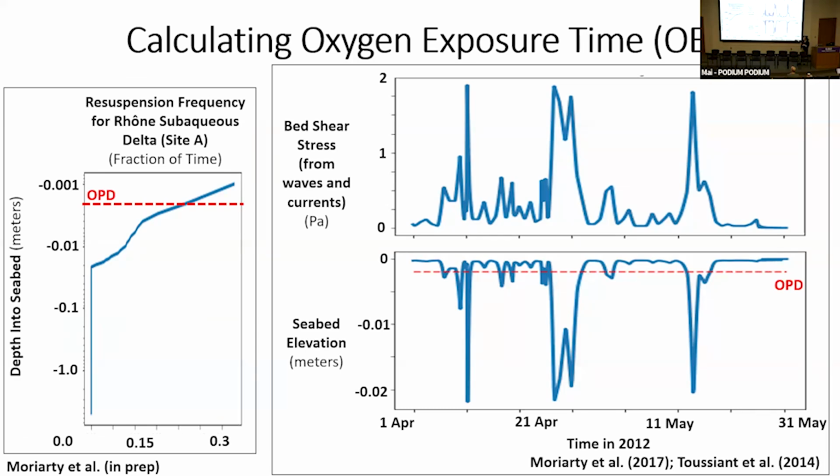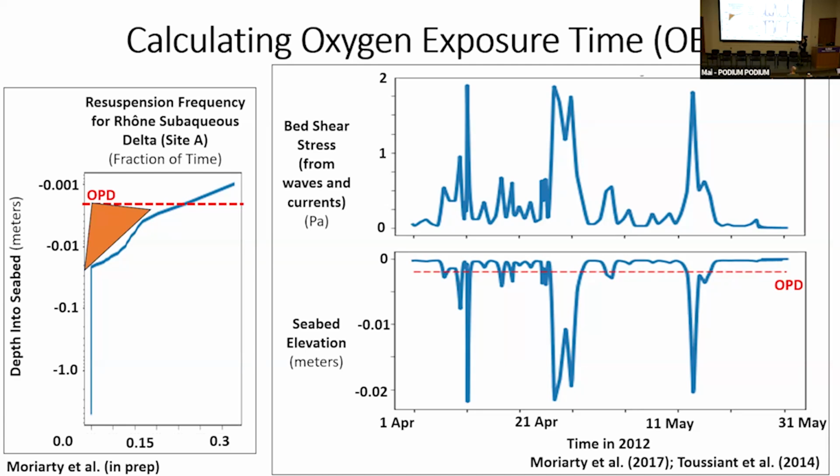the y-axis is depth into the seabed. So near the surface, you get more frequent resuspension, and then that decreases to 0 around a couple centimeters into the seabed at this site. And you can see that, for a portion of the time, we have resuspension of anoxic sediments into the oxic water column. And if you integrate under that curve, that's my attempt at drawing integration in PowerPoint.